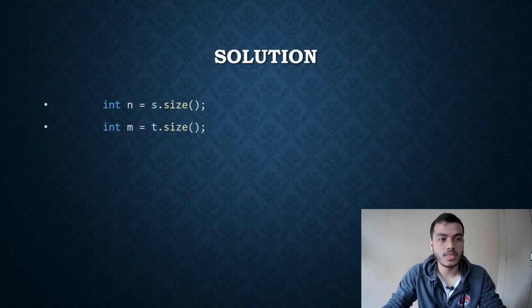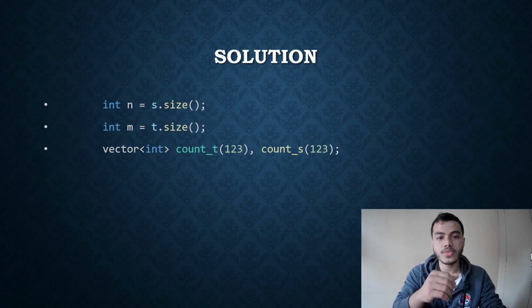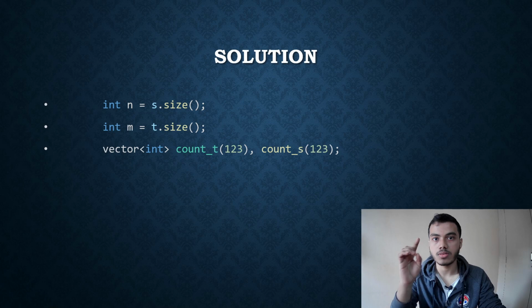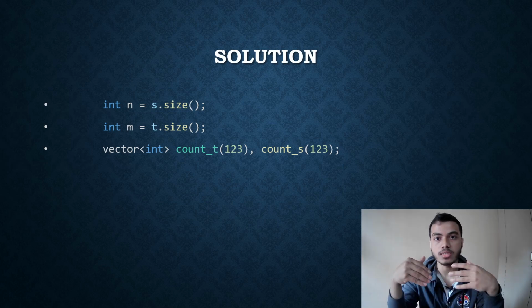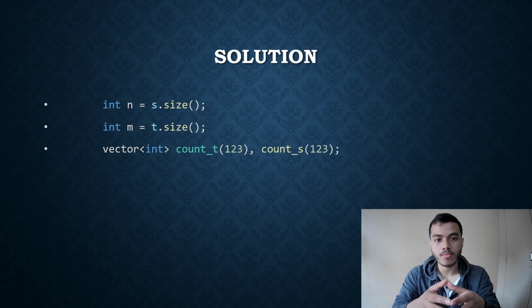So here we have initialized n and m corresponding to the size of S and T, and count of T and count of S. Why 123? The ASCII value of the character small z is 122. Our input string contains both small as well as capital letters, so to encompass all of them, we have chosen 123. Count of T is corresponding to string T, and count of S corresponding to our string S, our main string, and T is our target string.